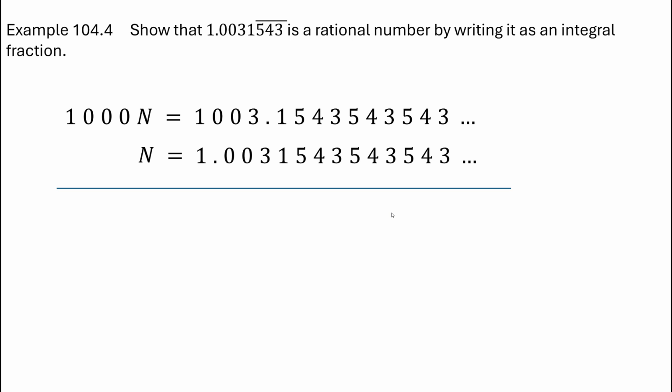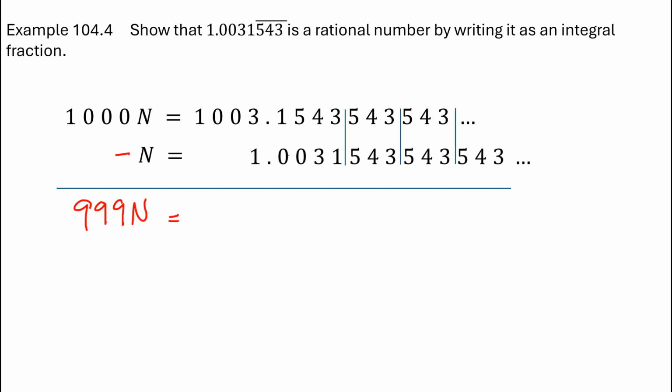1,003.154354354, and so on. All right, we're going to scoot everything over so that the decimals line up, and we're going to subtract n from 1,000n. So move that over and put some lines just to make sure everything lines up. And now we'll do the subtraction. 3 minus 1 is 2. 4 minus 3 is 1. 5, 1, decimal point, 2, 2 zeros, and a 1.